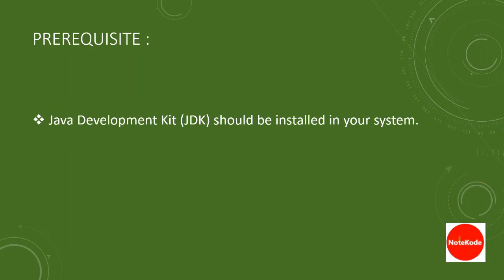Prerequisite. Before setting up a Spring framework, we must ensure that these two IDEs have already been installed in our machine. The first one is Java Development Kit, JDK, should be installed in your system. Second, Eclipse IDE should be installed in your system. If JDK and Eclipse IDE are not available on your system, please install them first.